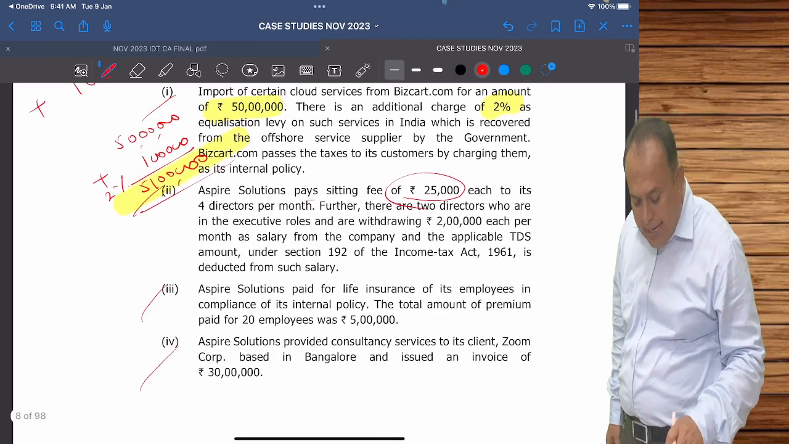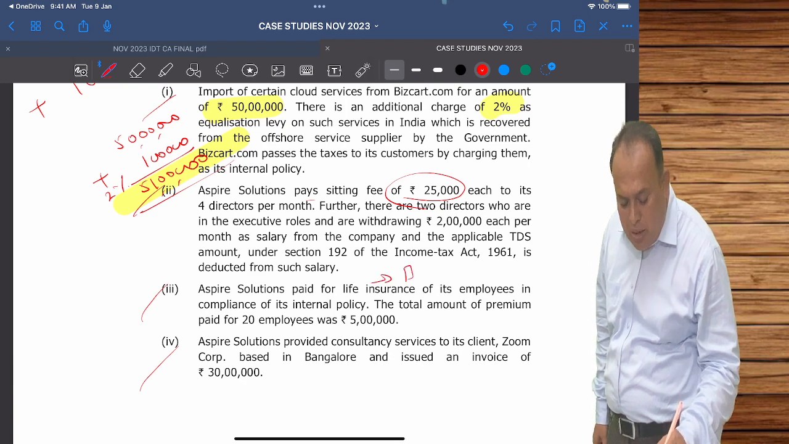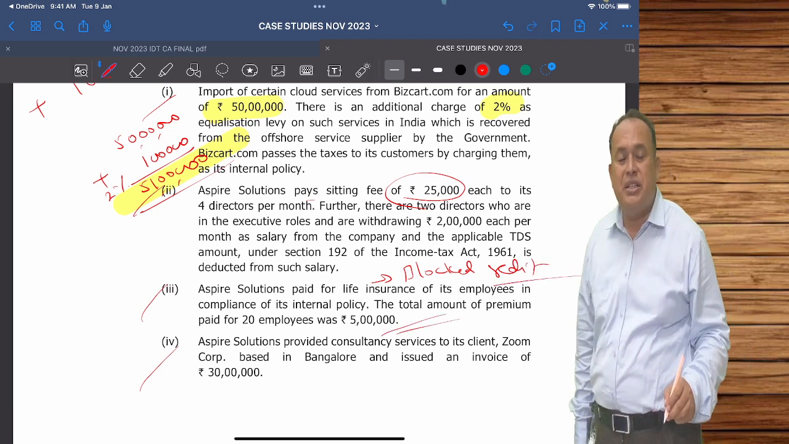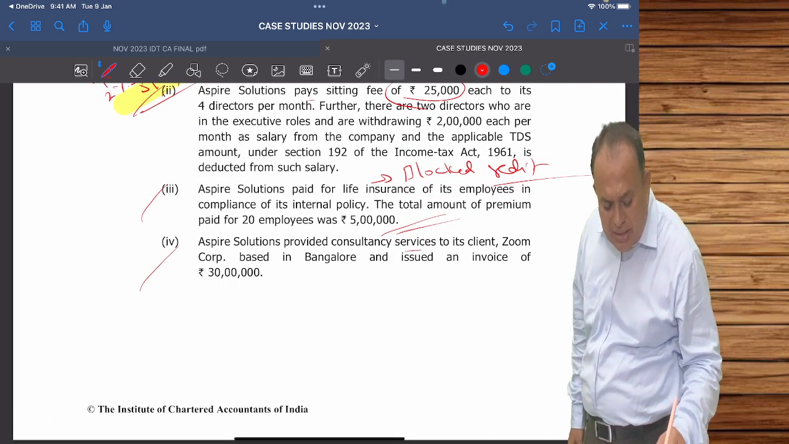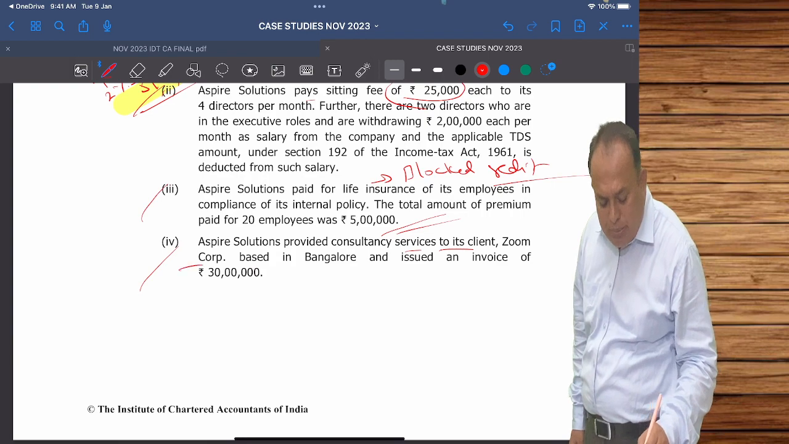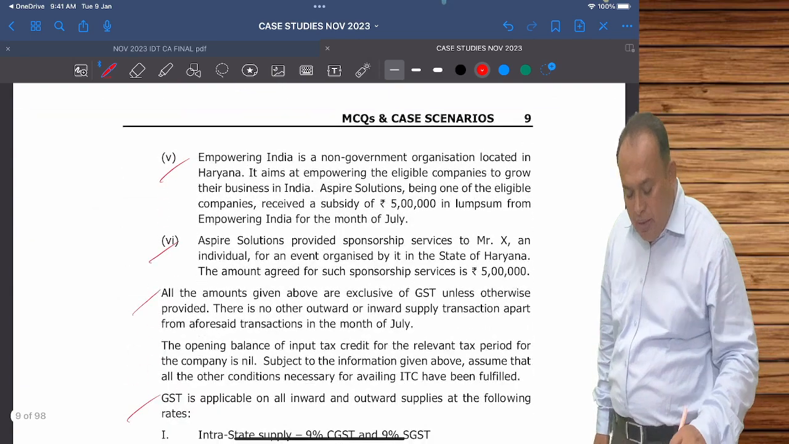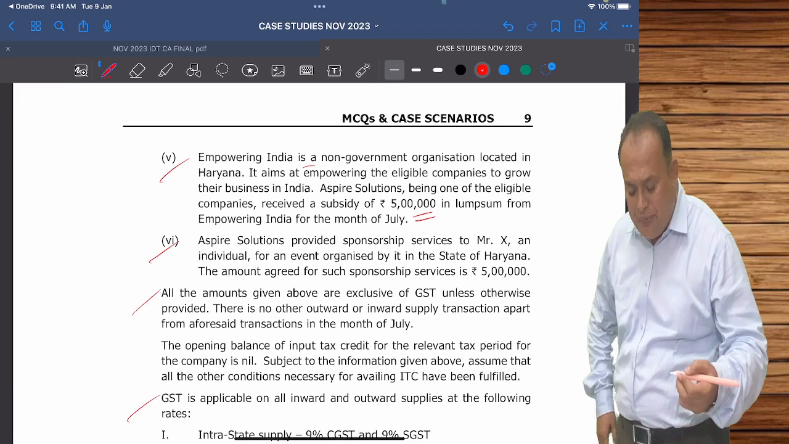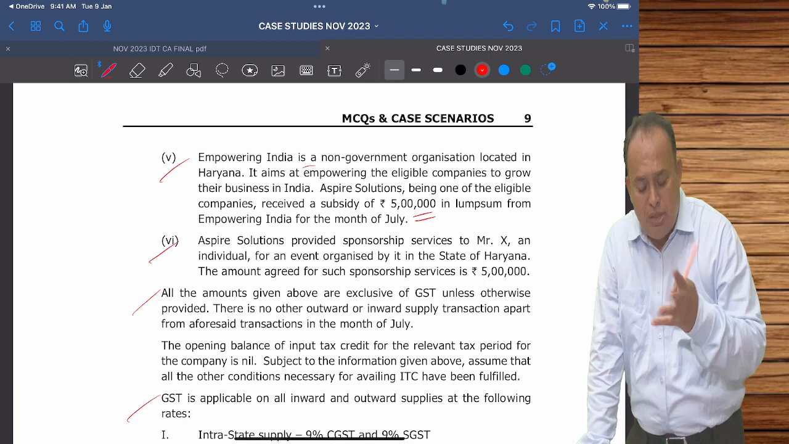Further, Aspire Solutions paid for life insurance. Life insurance is a blocked credit. Credit is not allowed unless it is an obligation for the employer to provide to the employee. As per the question, the institution provided consultancy services to its client, Zoom Corporation based in Bangalore, which is an outward supply, not a credit. Further, for Empowering India, they got the subsidy. Subsidy is a different value. Subsidy is a taxable supply. That's it, there is no credit concept here.